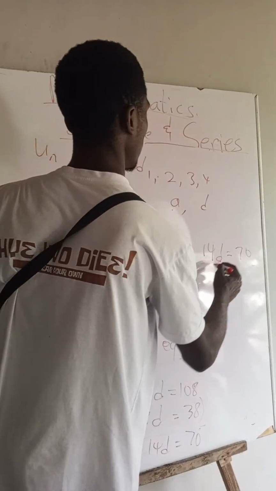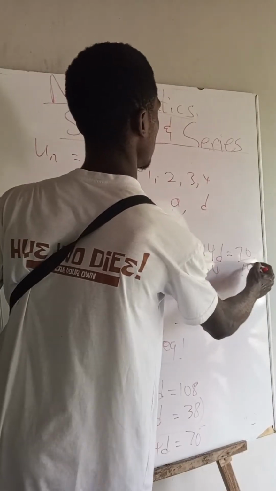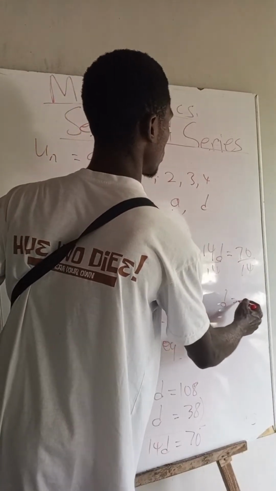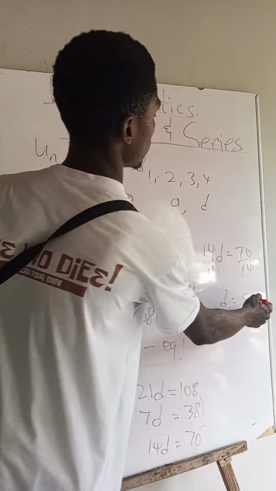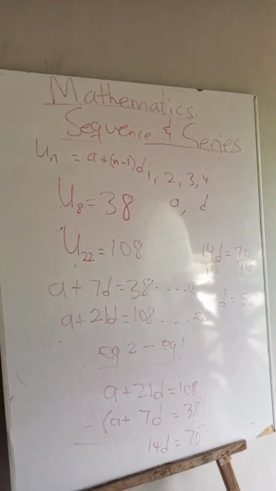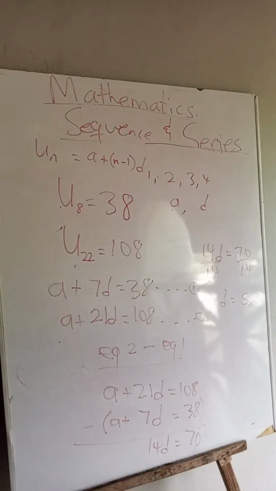In other words, let's divide both sides by 14. We are having D to be equal to what? 5. Yes, D to be equal to 5. That will be the final answer. Now, let me give you another similar one so that you can try.